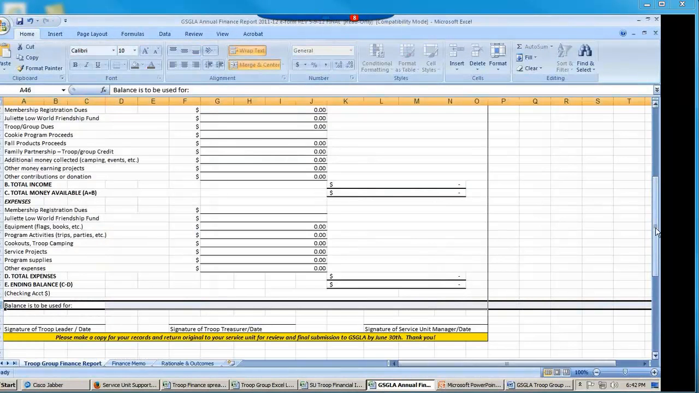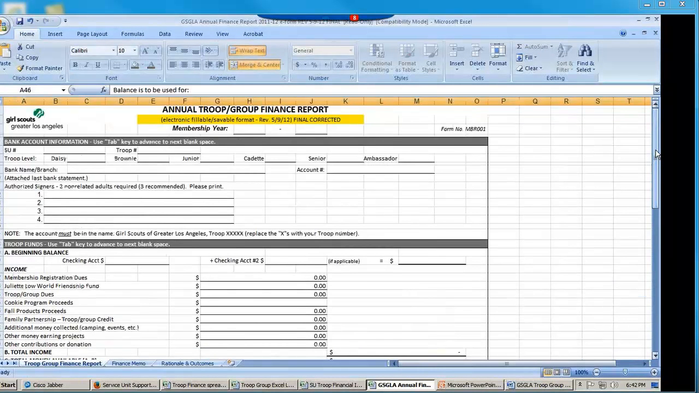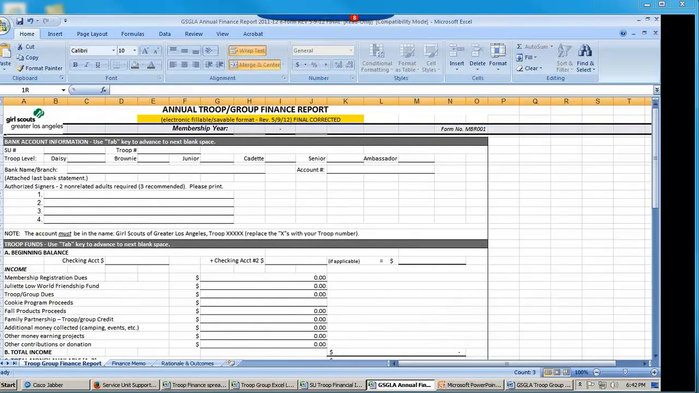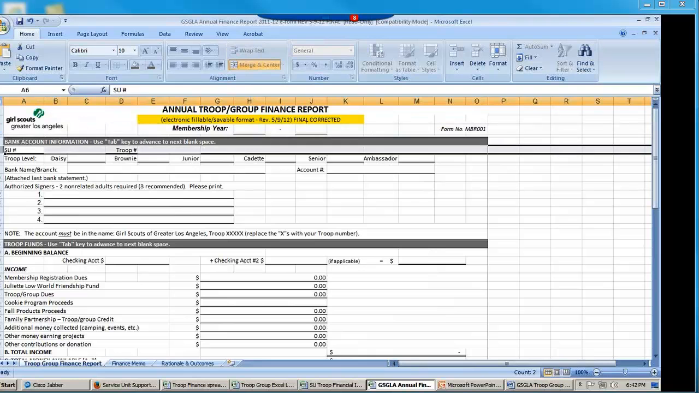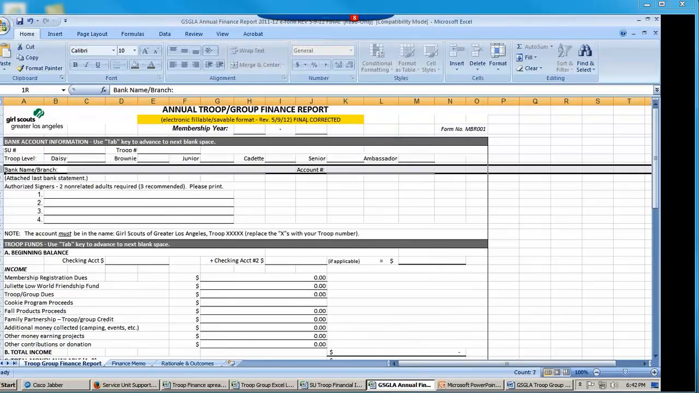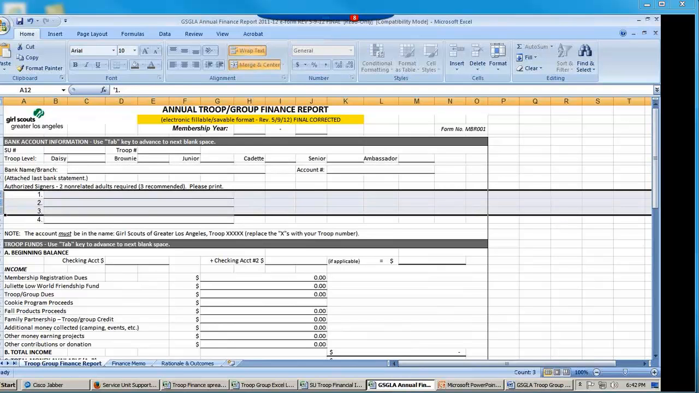So here's the annual report that you're going to be filling out, and of course you're going to fill out your membership year and the service unit you're with, your troop number. You're going to select what your troop level is, and you're going to put in all the pertinent information, your bank information, your bank account number, your signers. Now, currently, you're required to have 2 non-related adults as signers, but it's highly recommended that you have 3.